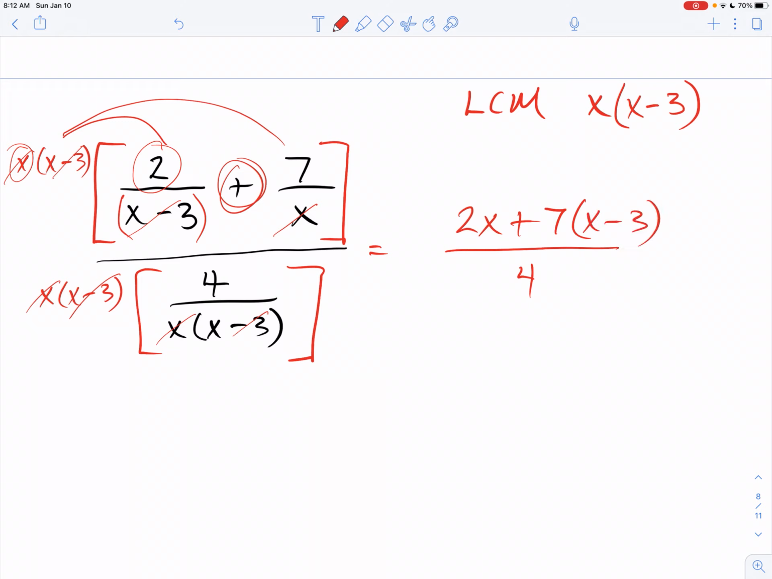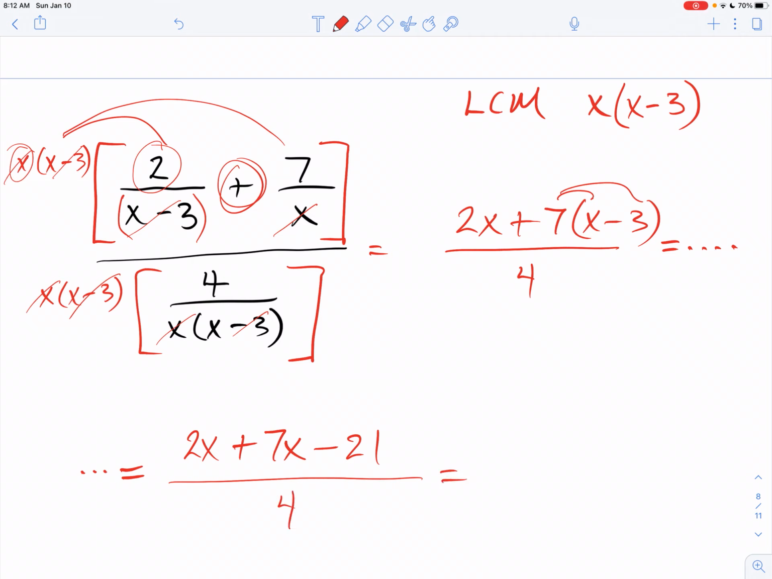Well, you're not done yet because you can make this prettier. You could distribute. So in the top, and once again, I'm going to run out of room, I'm going to move it down here. In the top, I'd end up with 2x plus 7x minus 21 over 4. And let's pretty it up because I could put 2x and 7x together, and I'm going to write 9x minus 21 over 4. Beautiful answer. I can't do any reducing. I am done.